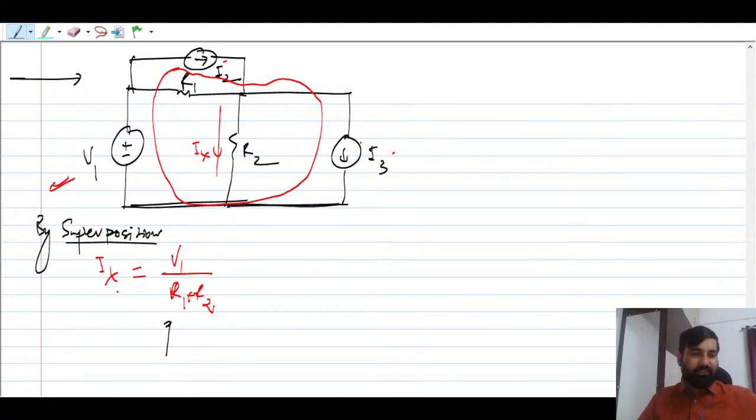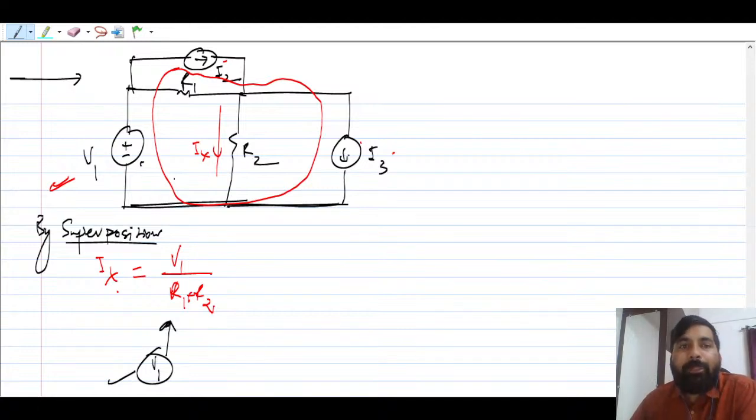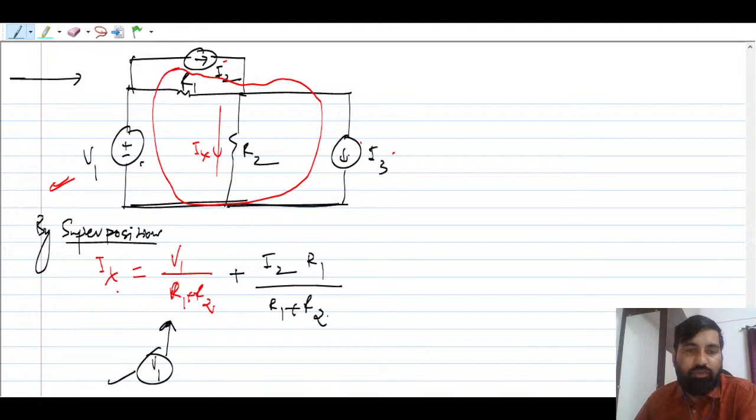So I'm just writing this because of V1 acting. And I2 and I3 are open. Now let us consider this I2, and let me open this and this. Now Ix you want to find, so this will be equal to what? It is going to be I2 times R1 by R1 plus R2. You can use the current division rule and simply write this, because R1 and R2 will be in parallel and there is only one current source.